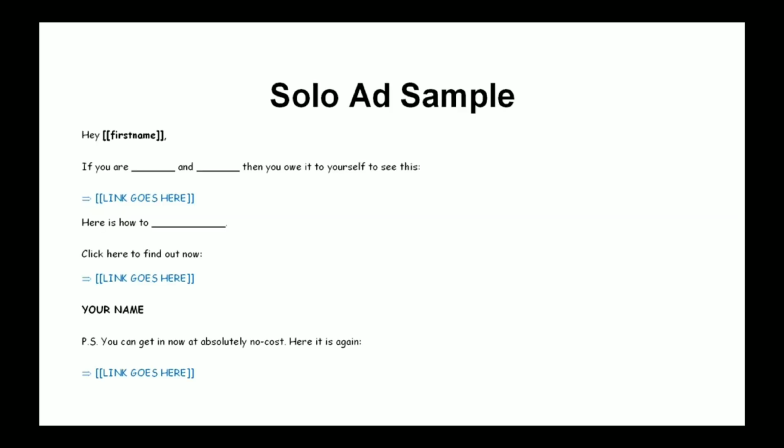This is an example of a solo ad email. You can start by stating the problem the readers are facing right now. Insert a URL after that. Then, you tell them the solution for the problem. Same thing here, you insert another URL. You can end it right after this with a call to action or continue with a PS line and end it with an extra URL.